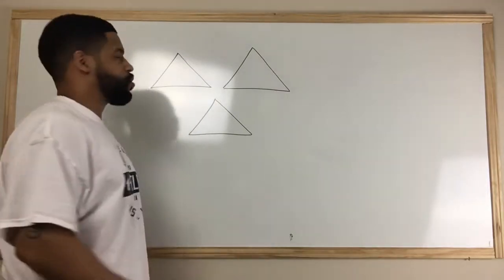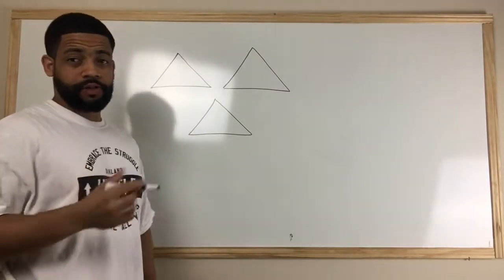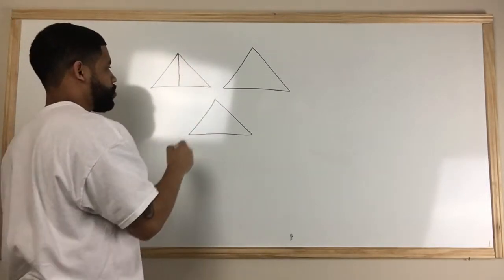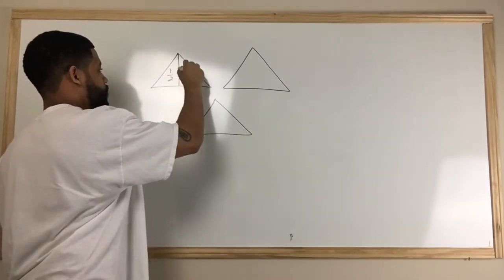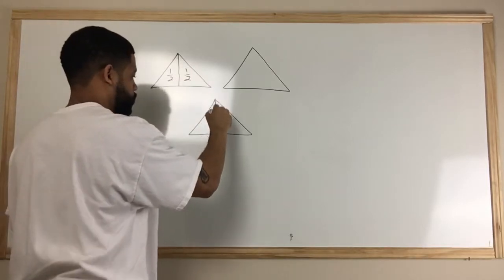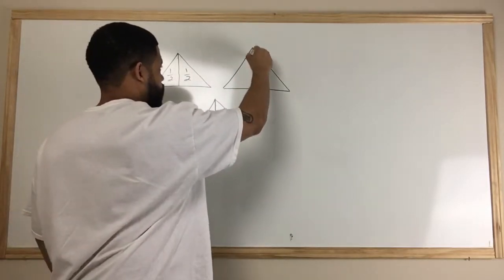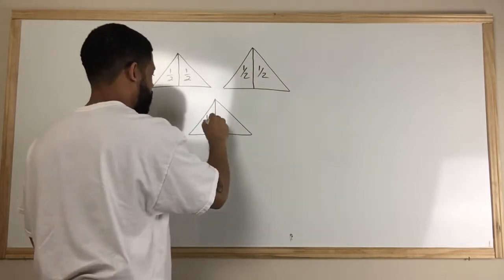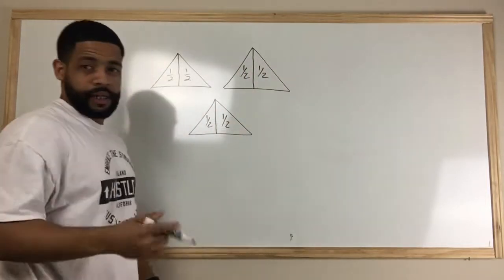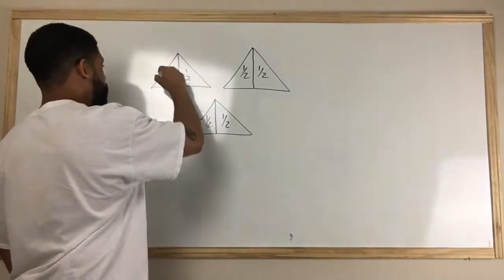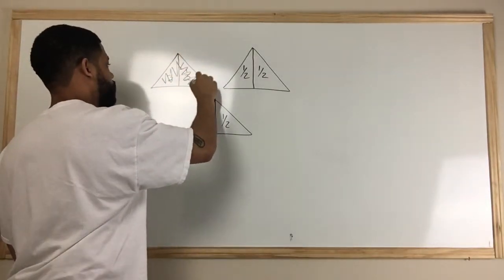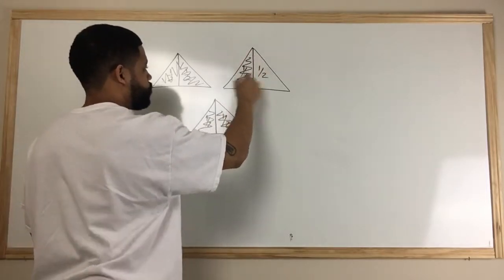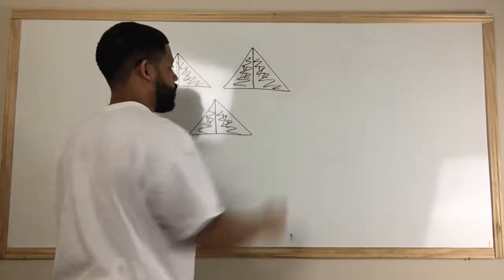Even if I break these triangles into, let's say, halves. So that's 1/2, 1/2. Okay. All right. So I have 1/2, 1/2, 1/2, 1/2. Right. Now I've got to color them in. So boom, boom, boom, boom, boom, and boom.